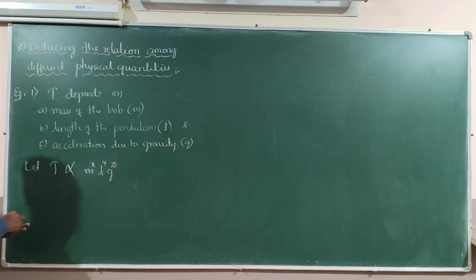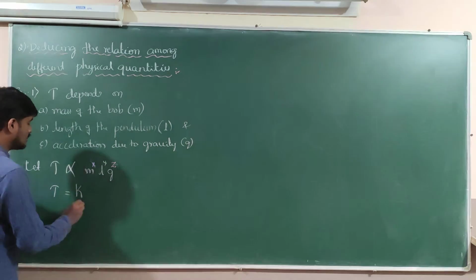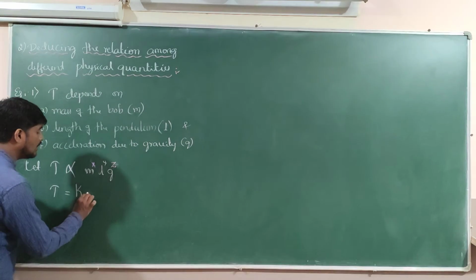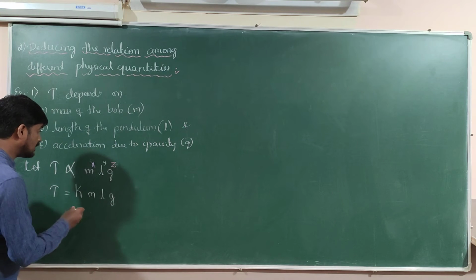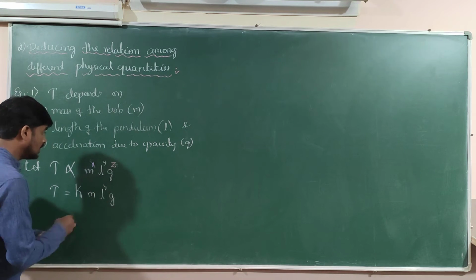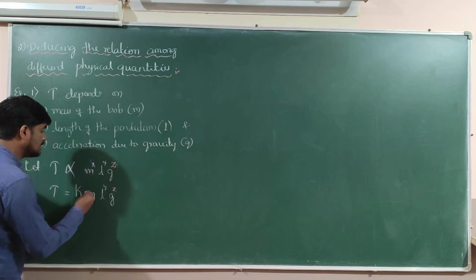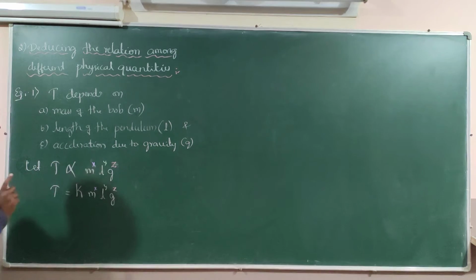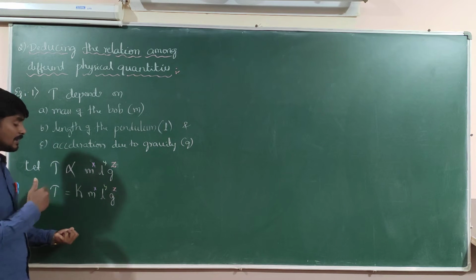Afterwards, remove the proportionality sign. I don't know the value of the proportionality constant, so let me write k. T is equal to k into m raised to x, l raised to y, g raised to z. So this is x, this is y, this is z. Now in this we have to express all the quantities in terms of dimensions.